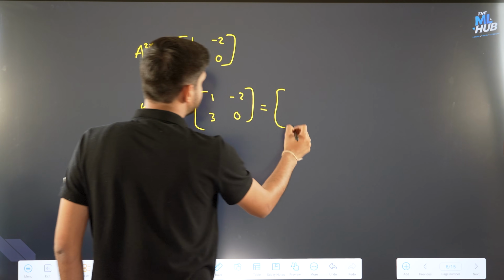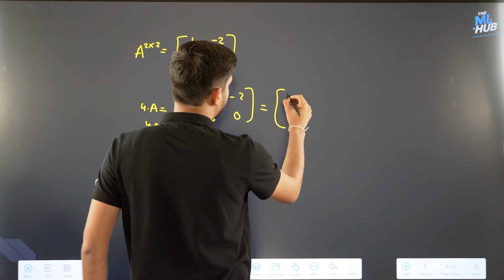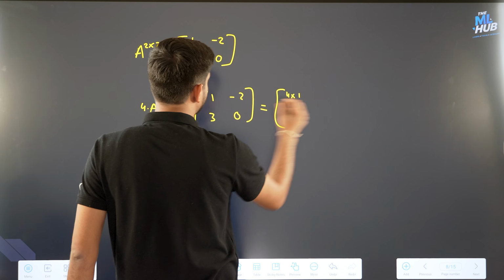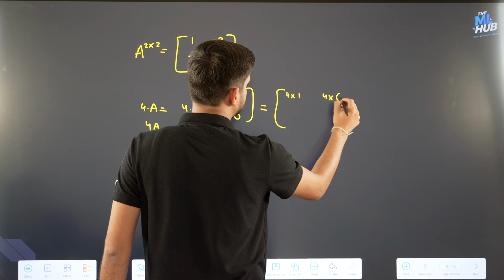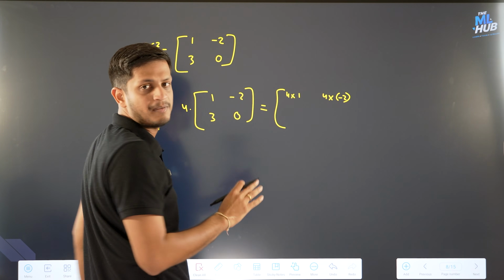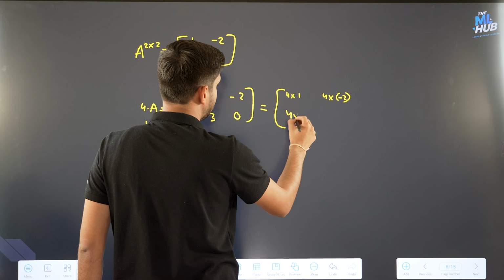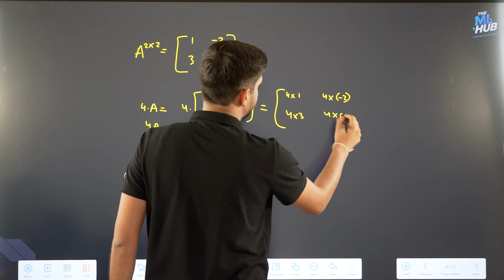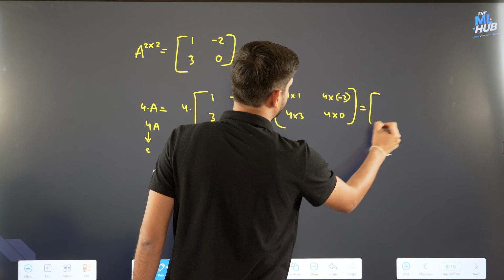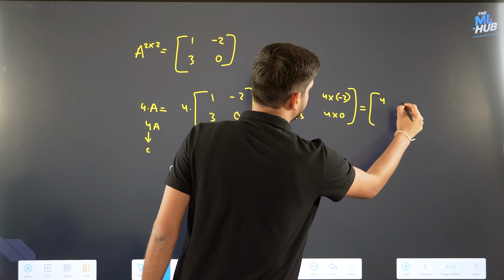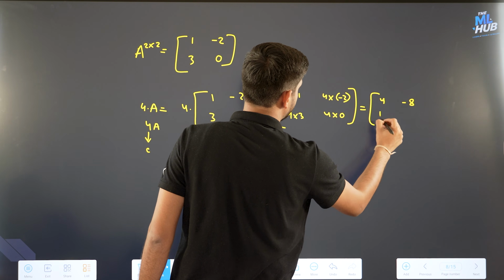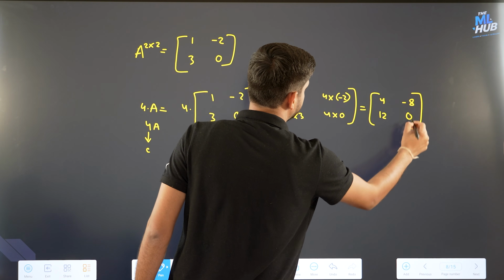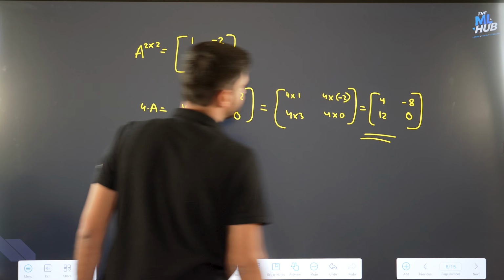So it will be a matrix containing the first element 4 times 1, then the second element will be 4 times minus 2. So every element will be multiplied by 4, that's all. 4 times 3 and 4 times 0. So it will just become 4, minus 8, then 12 and then 0.